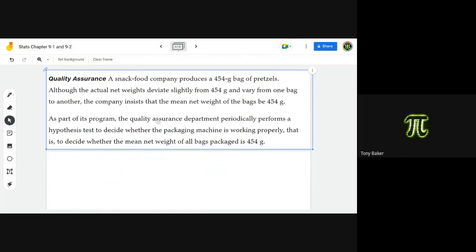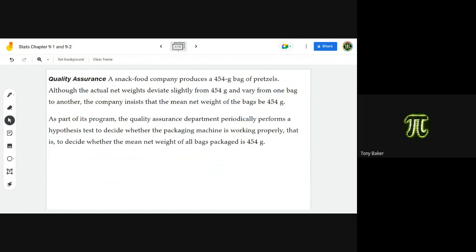Okay, so a snack food company produces 454-gram bags of pretzels. Although the net weight actually deviates slightly from 454 and varies from one bag to another, the company insists that the mean net weight of the bags is 454 grams. As part of its program, the Quality Assurance Department periodically performs a hypothesis test to determine whether the packaging machine is working correctly. It is decided whether the mean net weight of all bags is 454 grams. So, what is my null hypothesis? That my null mean is 454 grams.